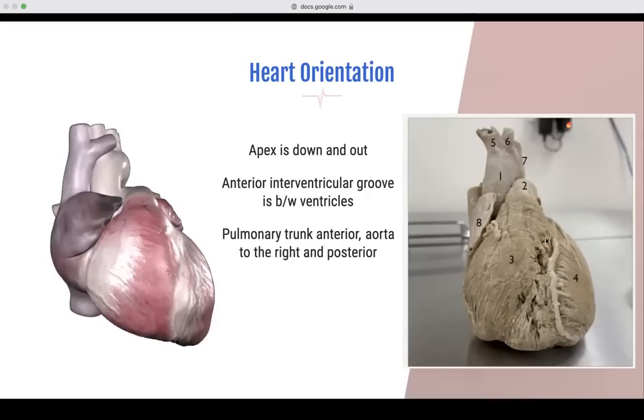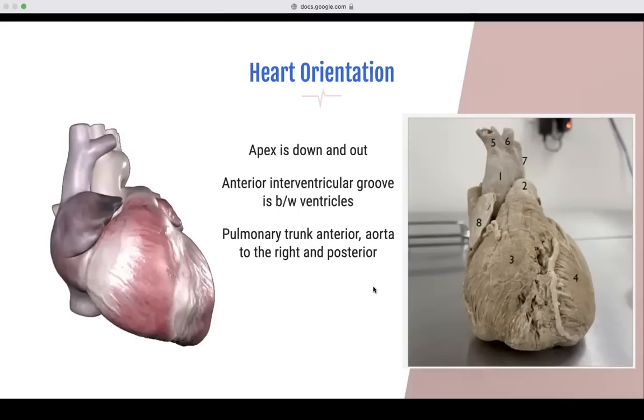As you can see here, you can locate the interventricular groove just by looking at the vessel. If they show you a vessel, like in this picture, you'll be able to locate the interventricular groove by just identifying the vessel. And by identifying the interventricular groove, you can tell that this would be the right ventricle and this would be the left ventricle, okay?